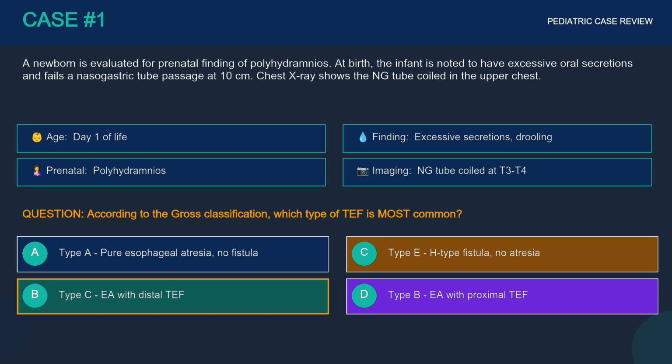Option A, type A, which is pure esophageal atresia with no fistula. Option B, type E, which is the H-type fistula with no atresia. Option C, type C, which is esophageal atresia with a distal tracheoesophageal fistula. Option D, type B, which is esophageal atresia with a proximal tracheoesophageal fistula. Take a moment to think before we reveal the answer.